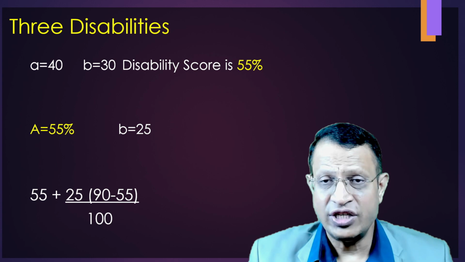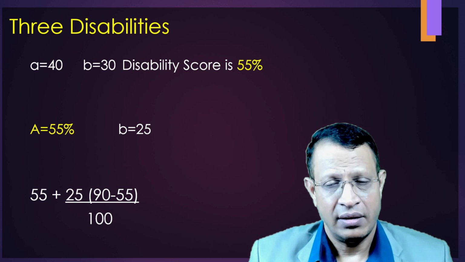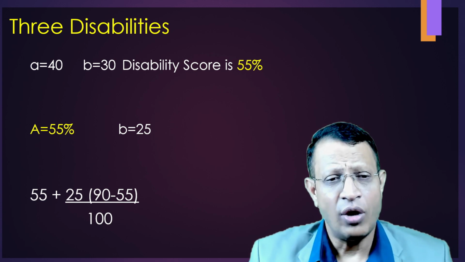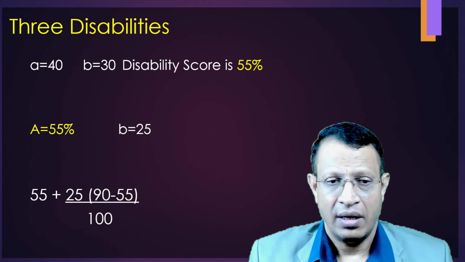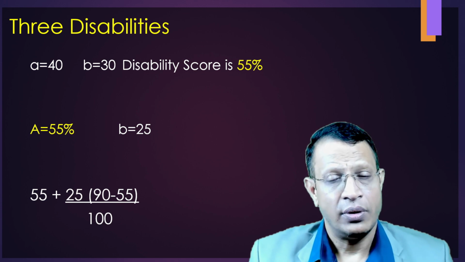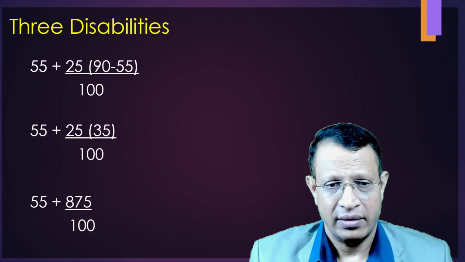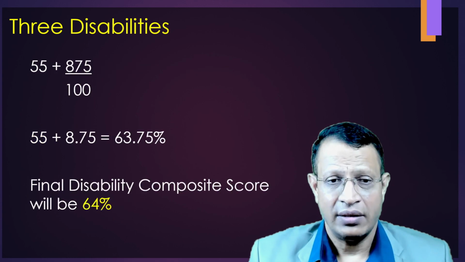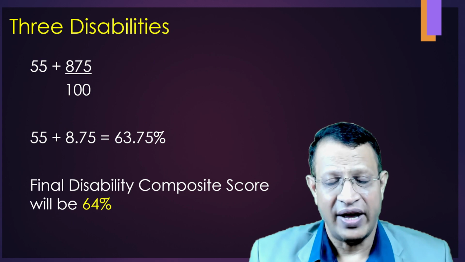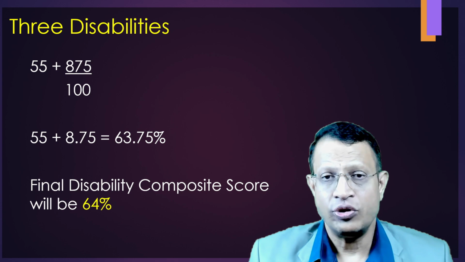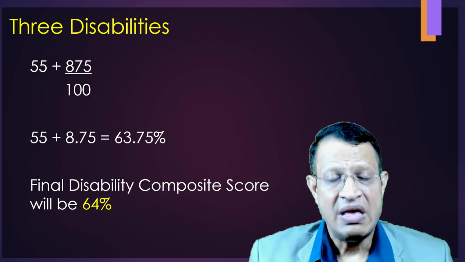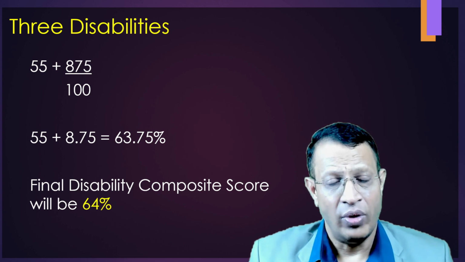Now, there is one more which needs to be assessed. That is mental disability, which is 25%. Now, A will be 55%. That is the total composite. And we will consider 25 as the B. So 55 plus 25 into 90 minus 55 divided by 100. And finally, if you calculate, it will be 8.75. The total composite score will be 63.75%, and you will be rounding it off to 64%. This is how the multiple disabilities will be calculated by using the formula.